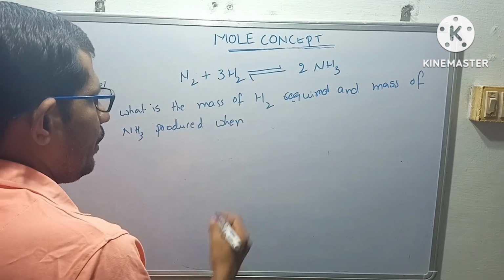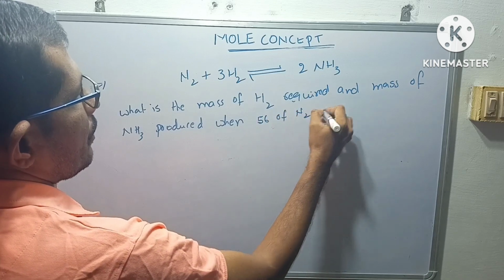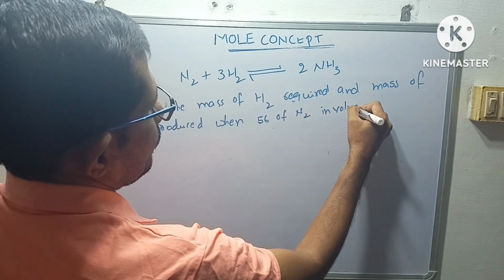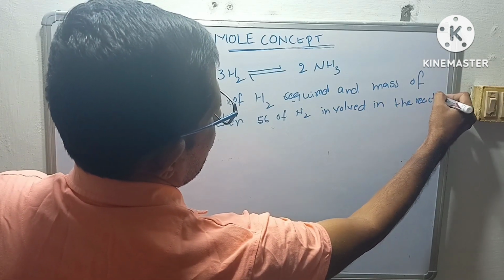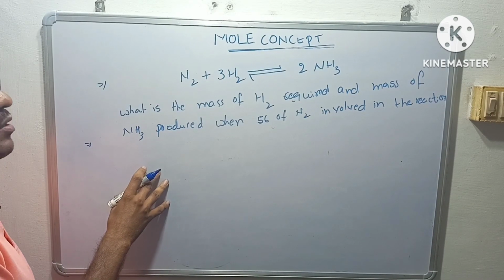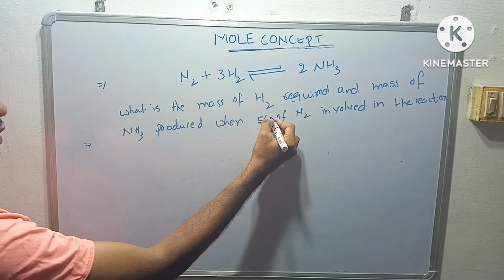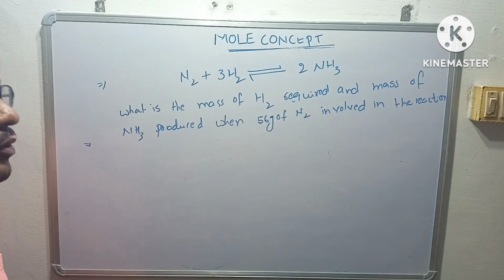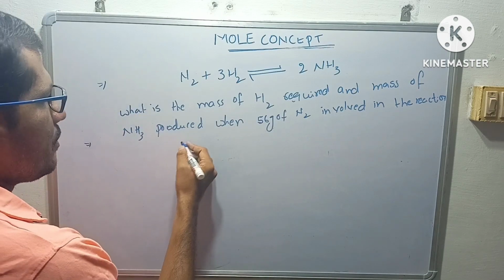when 56 grams of nitrogen is involved in the reaction. Suppose they have given the question like this. What is the mass of H2 required and mass of NH3 produced when 56 grams of N2 is involved in the reaction, right? So first we can do like this, right?